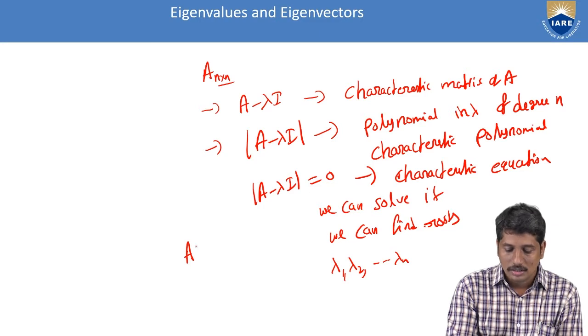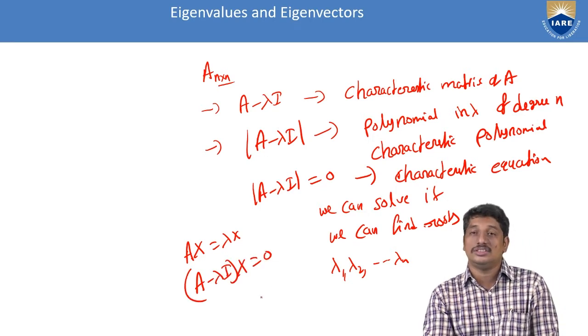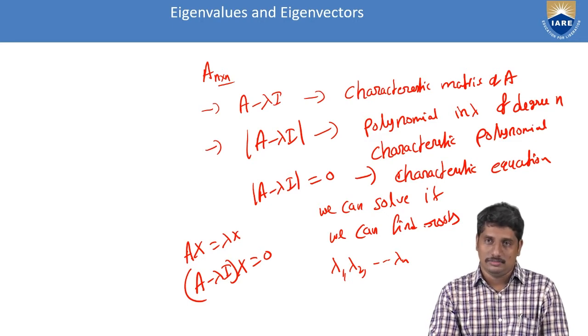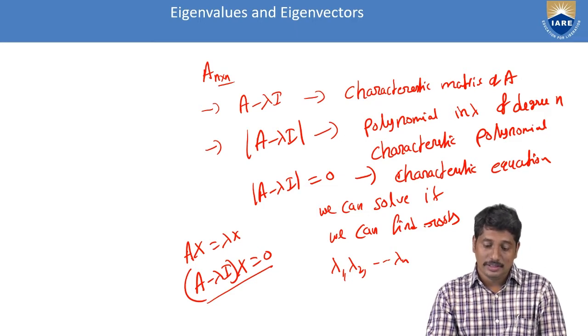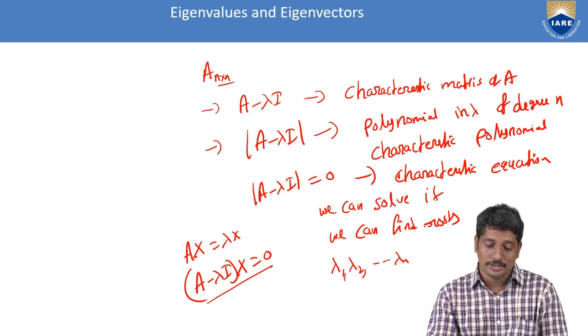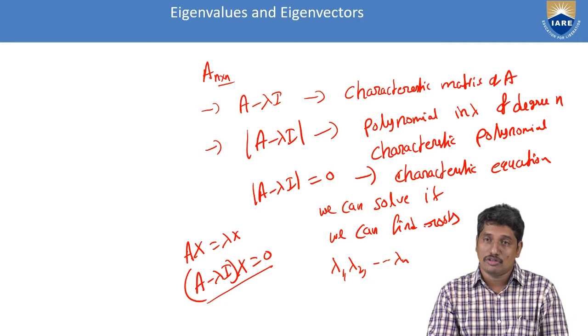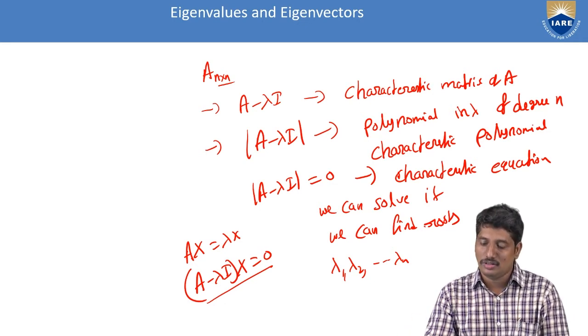That is Ax is equal to lambda x. That is (A minus lambda I) x is equal to 0. We solve this homogeneous system and we'll get answers which are called eigenvectors. Because this is a homogeneous system, we can solve this by using rank methods or row operations or Gauss Jordan, and we can find the solutions which are called eigenvectors. So this is the mathematical orientation about eigenvalues and eigenvectors.